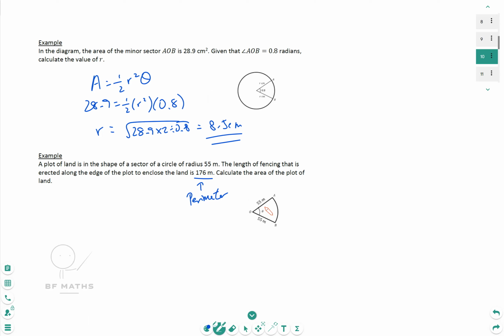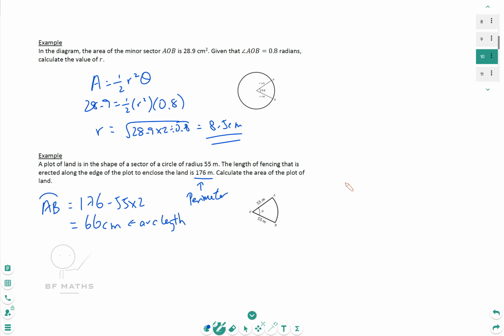How do we work out theta? Surely we need to use the perimeter somehow. So why don't we set up an equation about the perimeter? Perimeter means AO plus the arc length AB plus OB. Therefore, the arc length AB equals 176 minus 55 times 2, which is 66 meters. And that's the arc length.